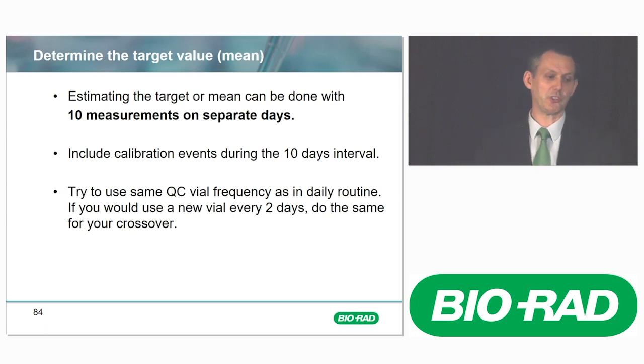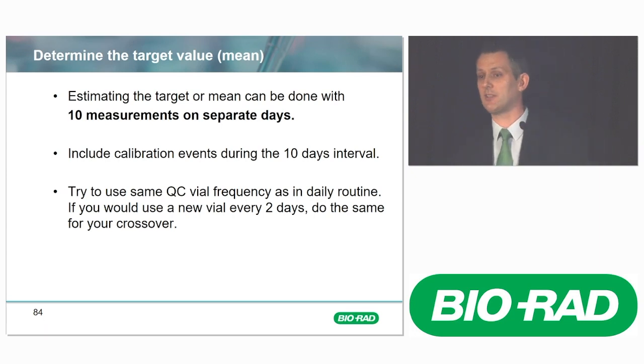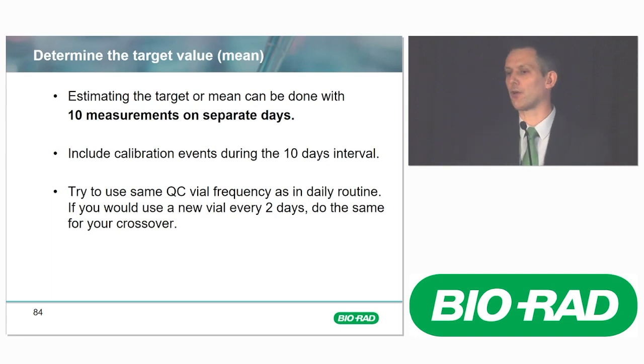CLSI C24 also states to try to include a calibration event, so you include some of the variation that happens on our instruments. If you use your QC vial frequency, for example, if your normal use is 1 QC vial every 2 days, try to do the same for your crossover study. Most of the time, if you're just running 1 QC a day, you might get away with using 1 vial for your 10 days. But that also means that you minimize the variation because you're only using 1 vial.